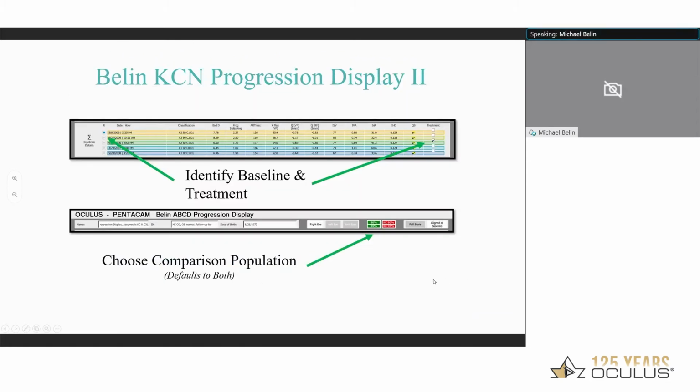So again, this is just highlighting what we just discussed. Here you can identify the baseline, which is what you do here. Again, it will default to the first, and you can identify when you've done treatment. It will default to show both the green and red normal and keratoconic populations, but you can choose to only show one by clicking on that value.